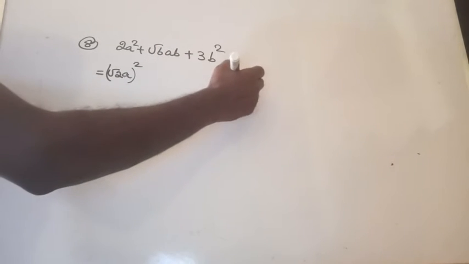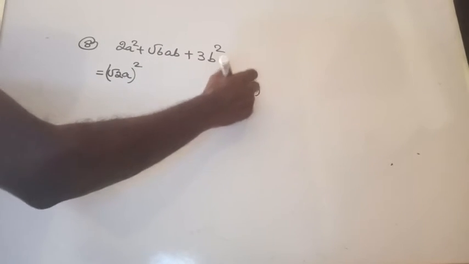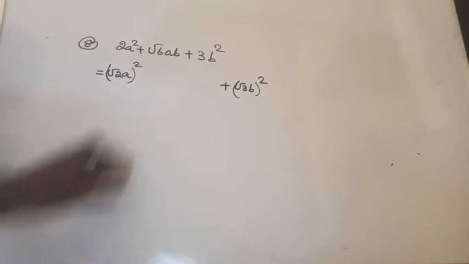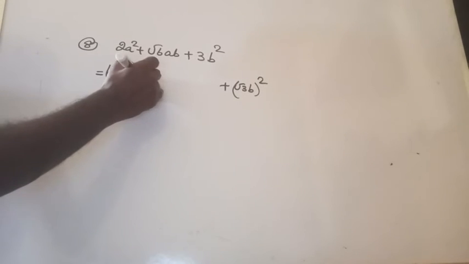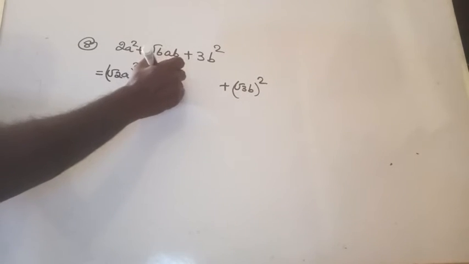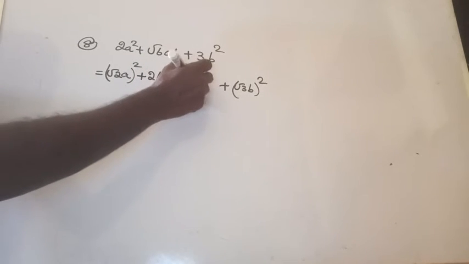How can you write this 3b square? Root 3b the whole square. So now we got a square plus b square. So the middle term should be either 2ab or minus 2ab. Right? Here the sign of the middle term is plus. So plus 2 into a, which is root 2a, and b is nothing but root 3b.